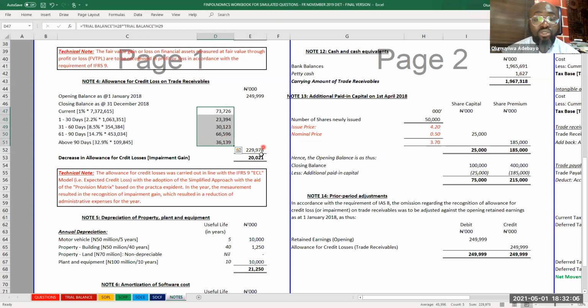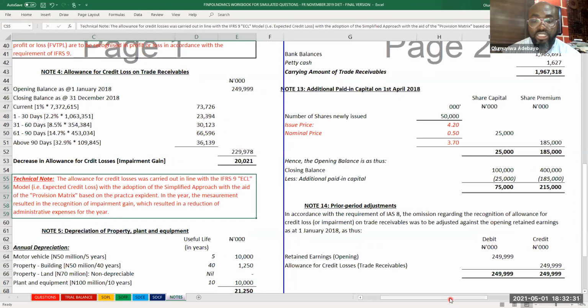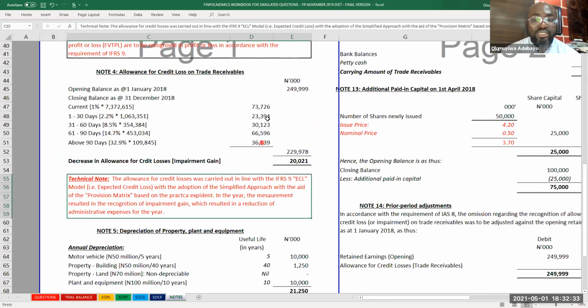229,973. Now, 229,973 is a lower amount than your opening balance. That denotes that there's a reversal of impairment, or what you call impairment gain. Okay, and that is to the tune of 20.021 million. Now, I want somebody to read this technical note. What did I write with respect to this allowance we have done now? Can somebody read it?